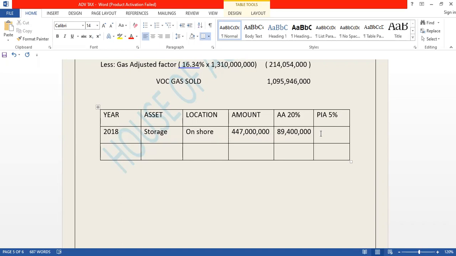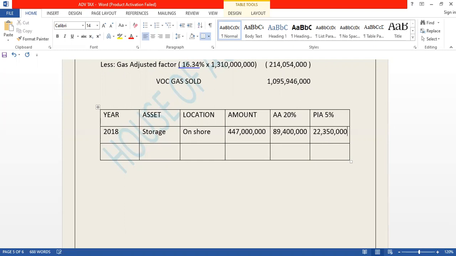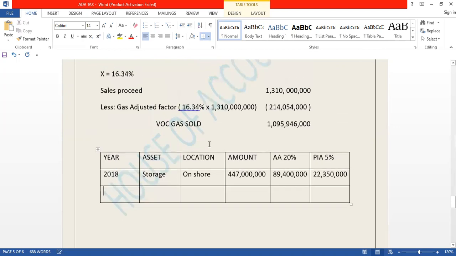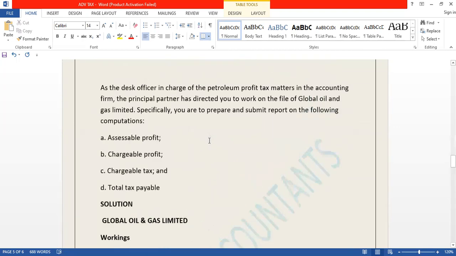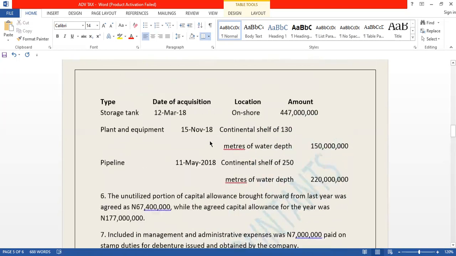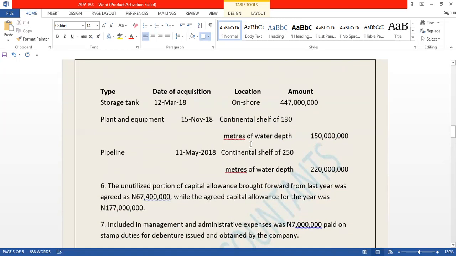350,000. Yes, 350. Okay, so fine. So we have 22, 350,000, which is fine. Now the next one, let's look at the next asset. This calculation is always 30 marks if they want to test it.